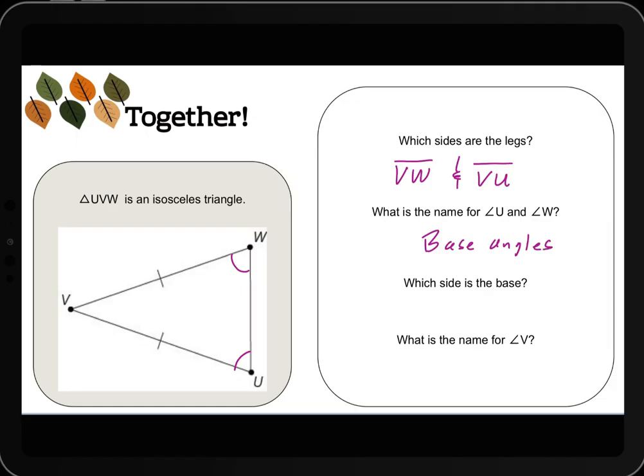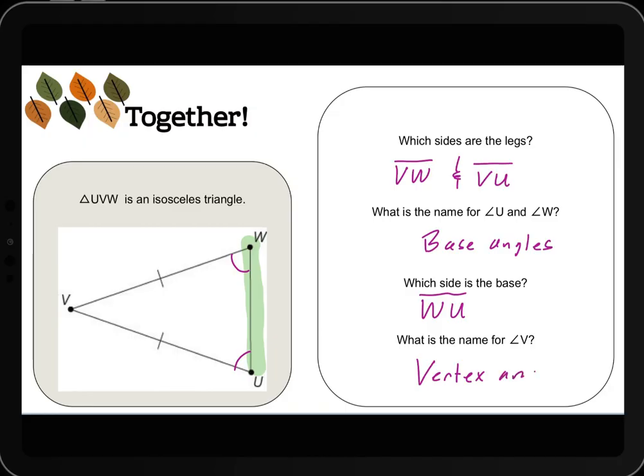Because the base is the side that's opposite the vertex angle. That would be WU. Another way to think of it is it's the included side, right? So this side highlighted in green is included because it lies between the base angles. And then WU also happens to be opposite the vertex, right? And that's what V is. This is the vertex angle of the isosceles.